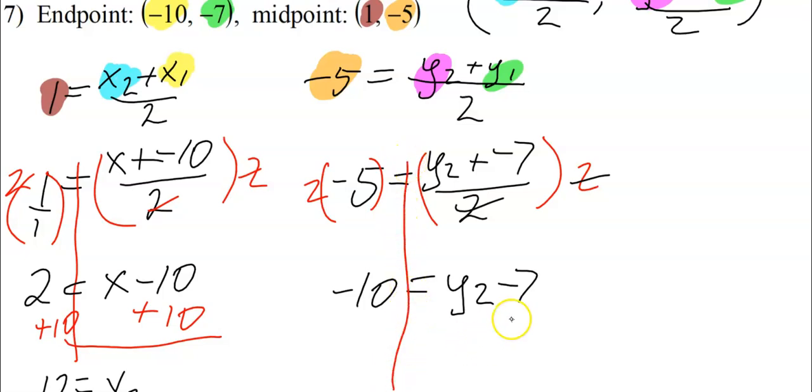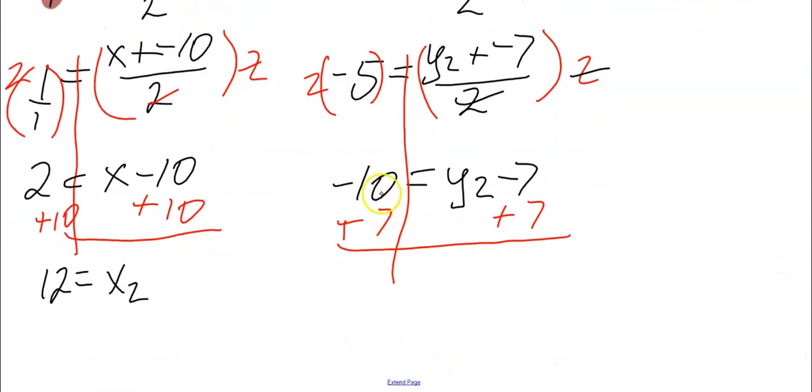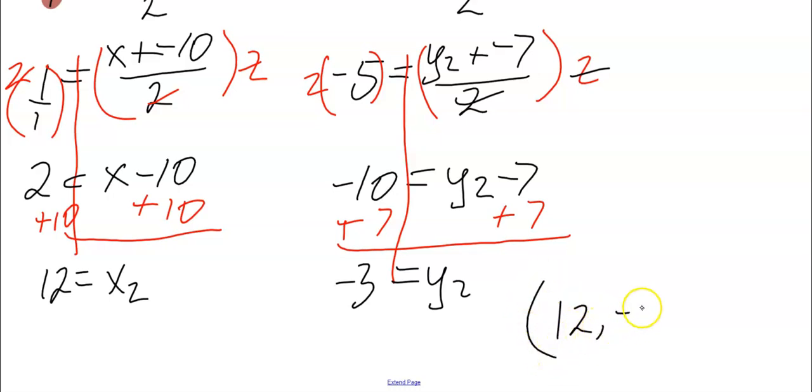So there's my 2 sides. Add 7, add 7. Negative 10 plus 7 is negative 3. That equals y2. Negative 7 plus 7 is 0. Now, because this is my endpoint, write your answer as a point. 12, comma, negative 3. There's my second x value and my second y value. So there's the endpoint.